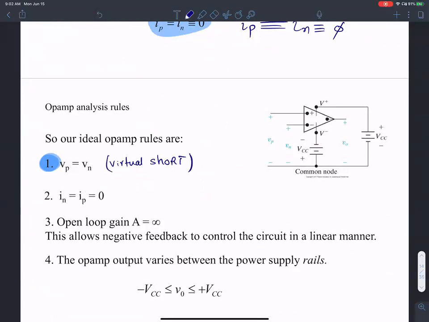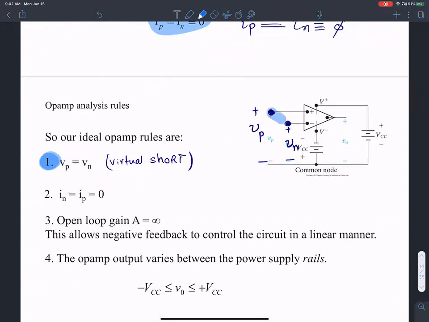The idea of a virtual short is that any voltage that is applied on the positive terminal or the negative terminal appears across the other. If I apply a voltage Vn over here, that Vn also shows up magically across Vp. It's as if these two terminals are shorted. They're not really shorted, they're virtually shorted. They're not really combined, but they're virtually tied together. And that's the idea of the virtual short.